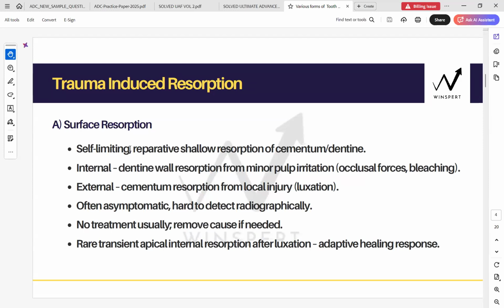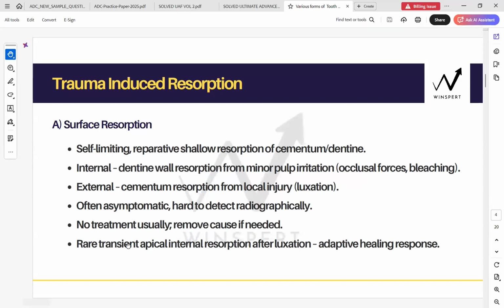Two kinds, internal and external. External can come from local injury like luxation, and internal one comes from your occlusal forces or sometimes bleaching, and that is why no treatment would be required.